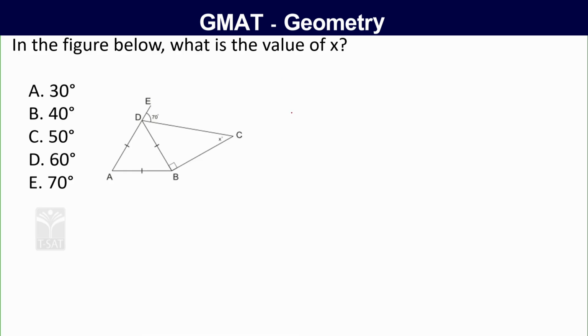In the figure below, what is the value of x? It's given that all these three sides are equal. So this is an equilateral triangle, so the angle will be 60. Each of these angles will be 60.